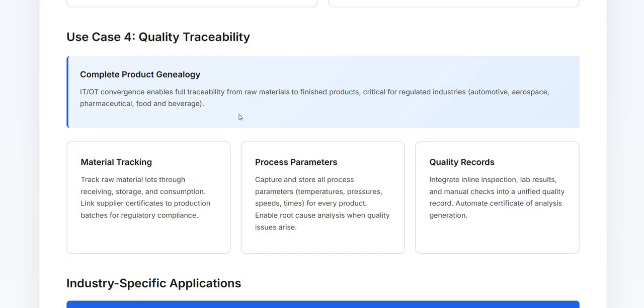And when an issue appears later, teams no longer guess. They trace backward through actual conditions and isolate affected units instead of entire batches. This capability matters most in regulated environments, where proof carries as much weight as performance.